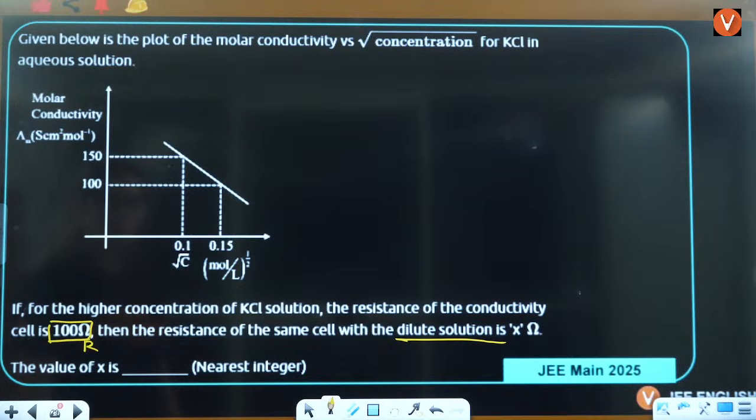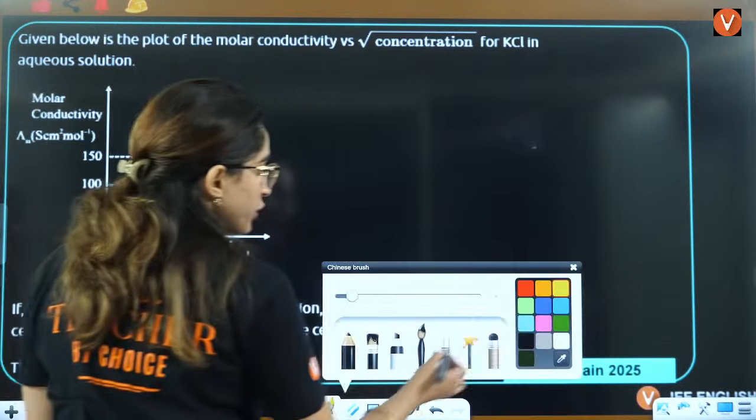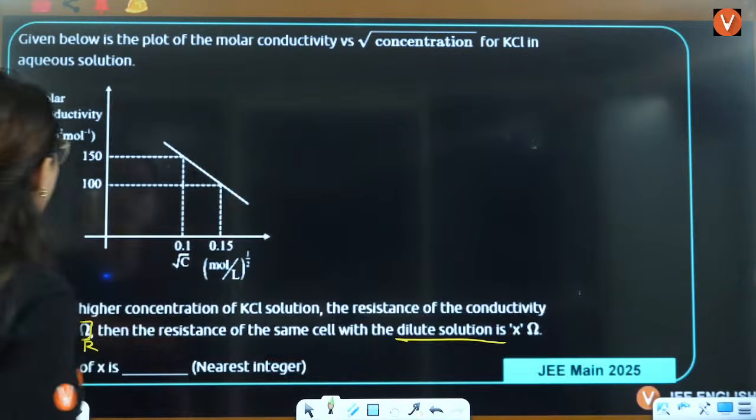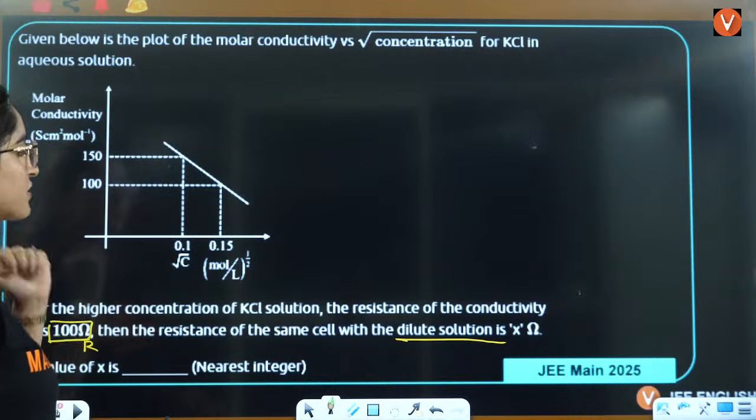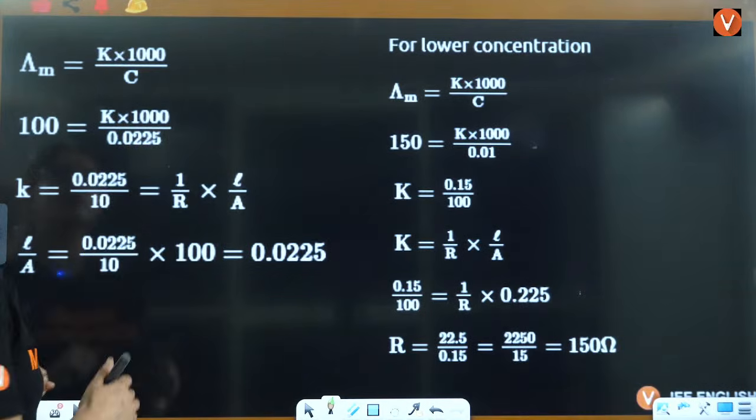So they have given you the resistance of the conductivity cell. Now for a dilute solution, you need to tell me what is the resistance. Okay, so one by one we'll see it from the graph. The values are given in the graph itself, so we'll calculate from the graph.